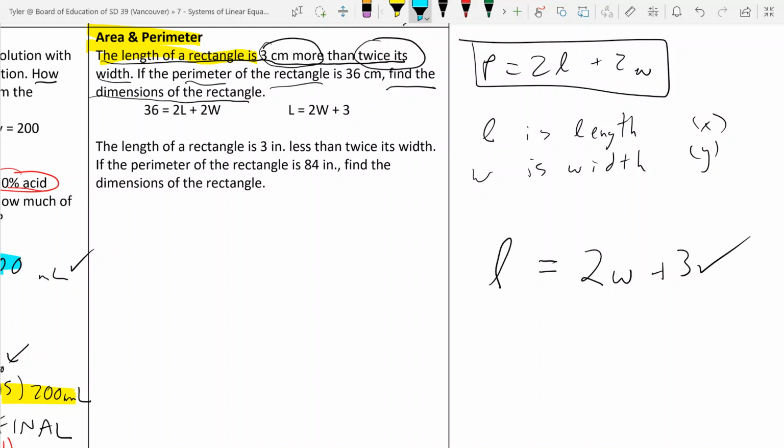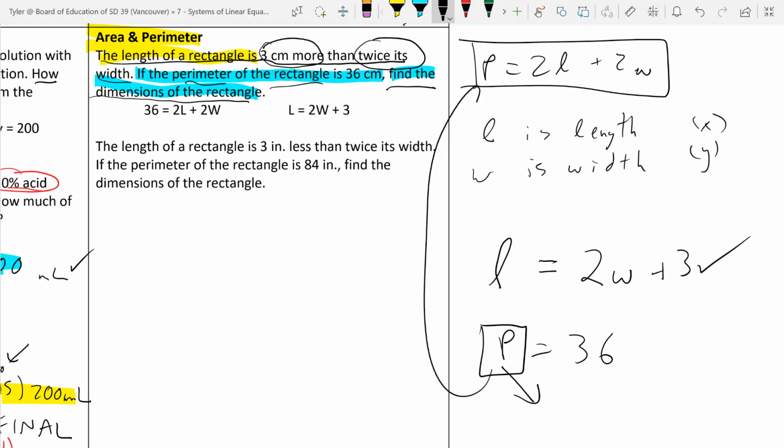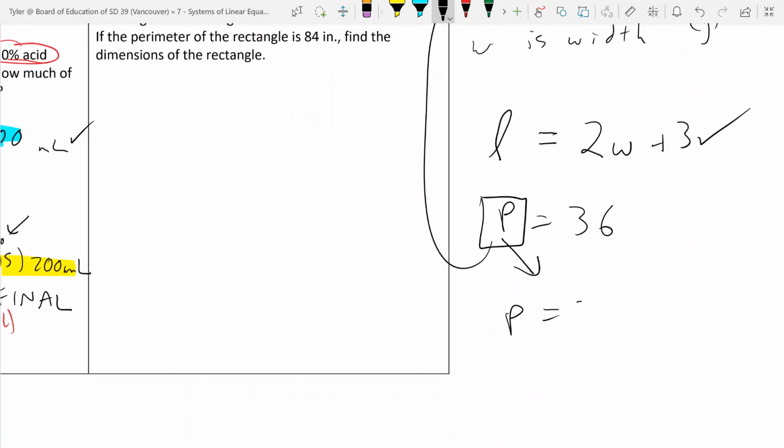The second one: if the perimeter of the rectangle is 36, find the dimensions of the rectangle. This only gives me one clue. It's not very much to go on. So I'm going to write perimeter is equal to 36, which doesn't really help me, except instead of perimeter, I can write perimeter a different way. I know that perimeter, like we said up here, is 2L plus 2W. So perimeter equals 2L plus 2W, and I actually know what perimeter is. It's 36. So instead of P, I'm going to write 36.